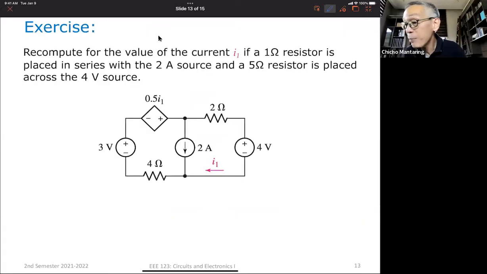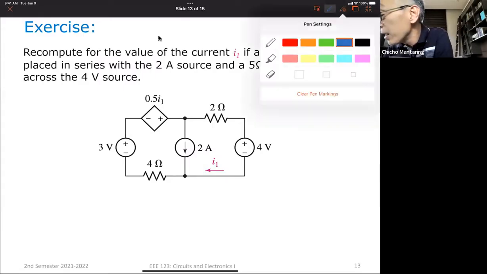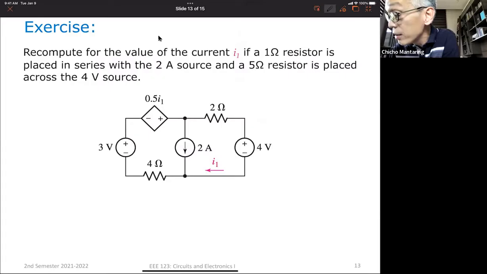Okay, one last example. Recompute for the value of the current I1 if a 1 ohm resistor is placed in series with a 2 ampere source and a 5 ohm resistor is placed across the 4 volt source. Okay? So ang magiging circuit natin dito, I add a 1 ohm resistor, and here I add a 5 ohm resistor.